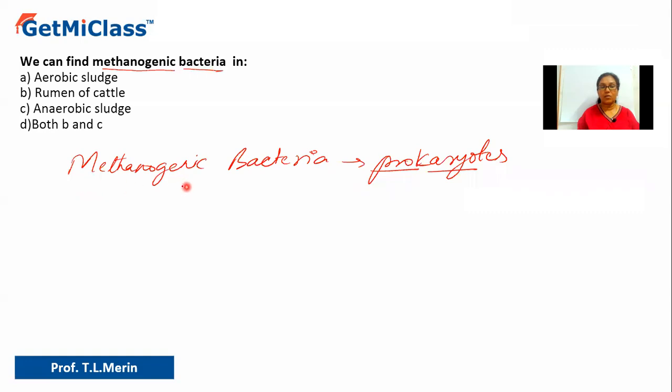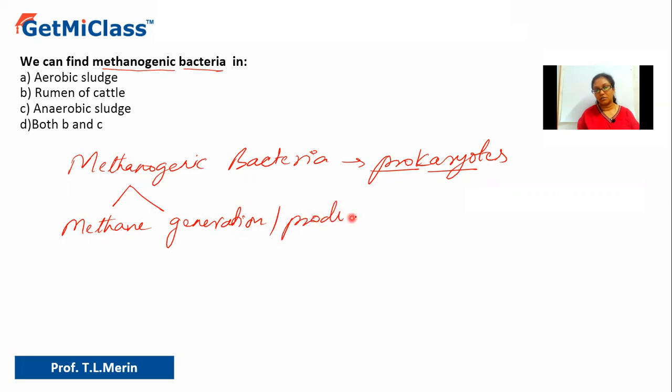Now, why are we calling it as methanogenic? If you split this word into two, you will get methane. Methano is for methane, and genic is nothing but generation, or you can say production. So what are methanogenic bacteria? Methanogenic bacteria are the bacteria which have the ability to produce methane.